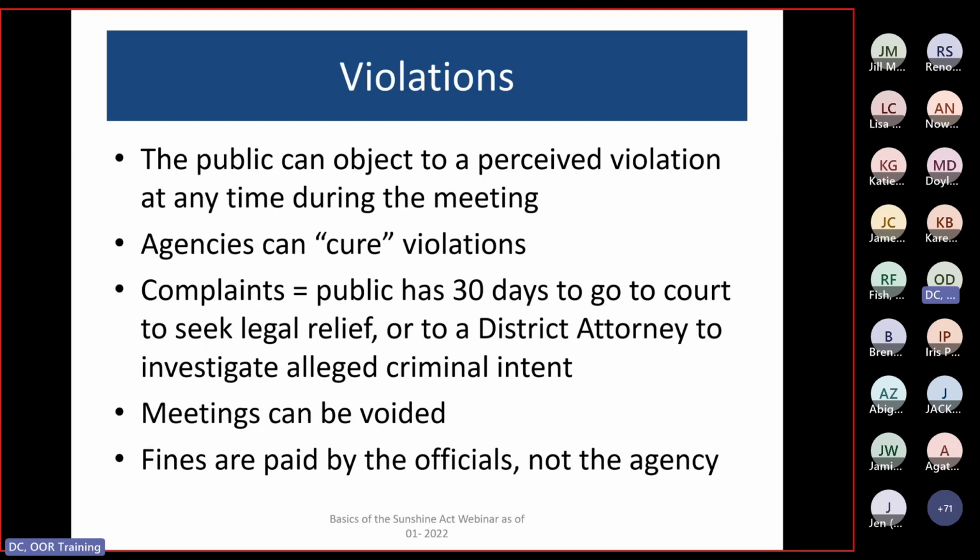Well, if I still believe that there is a violation, I have 30 days in which I can go to court to seek legal relief. For a local agency, I would go to my county court of common pleas. For a state agency, I would go to the Pennsylvania Commonwealth Court. If I believe that there's some sort of criminal activity, I could also go to the county district attorney. Now, the district attorney can only investigate and rule on the criminal allegations that I'm making. They cannot rule on whether or not there was a violation of the Sunshine Act. Only the judge can do that.